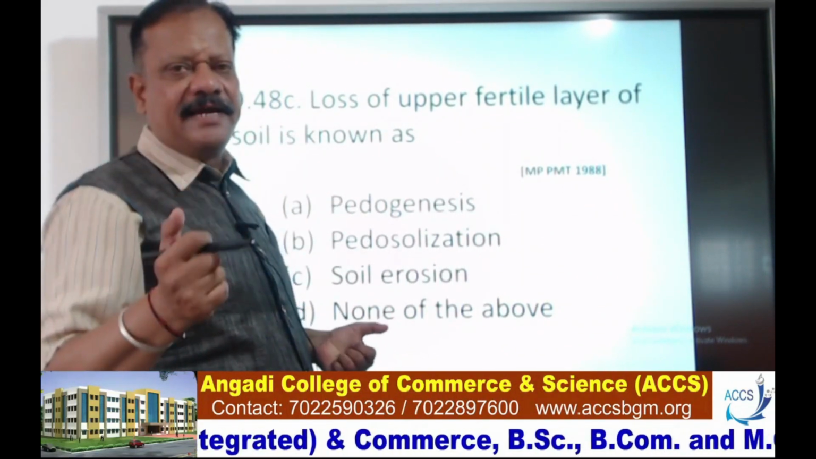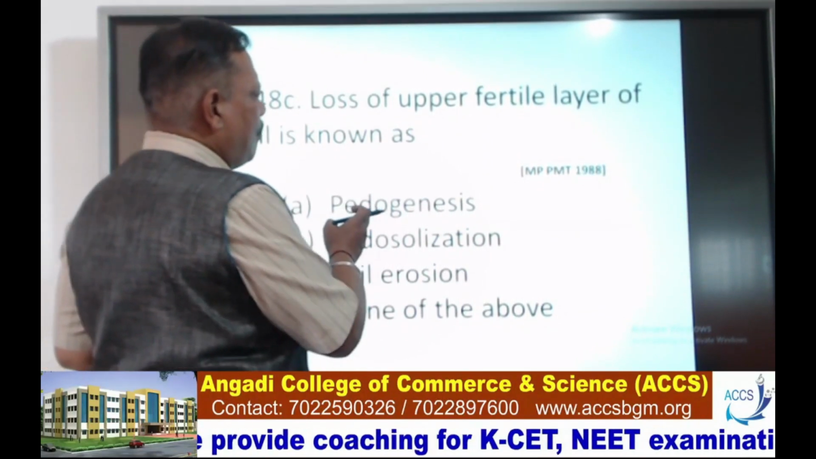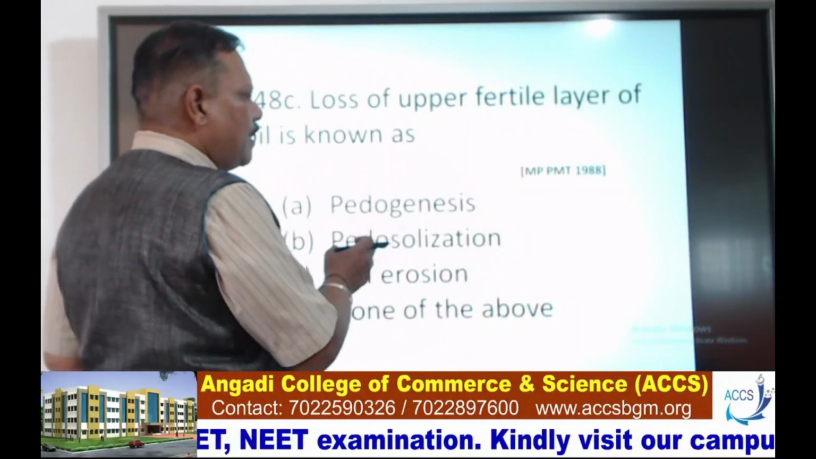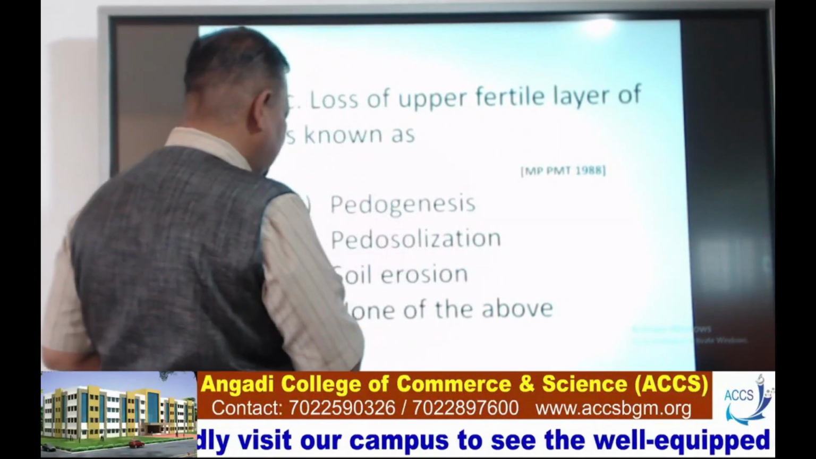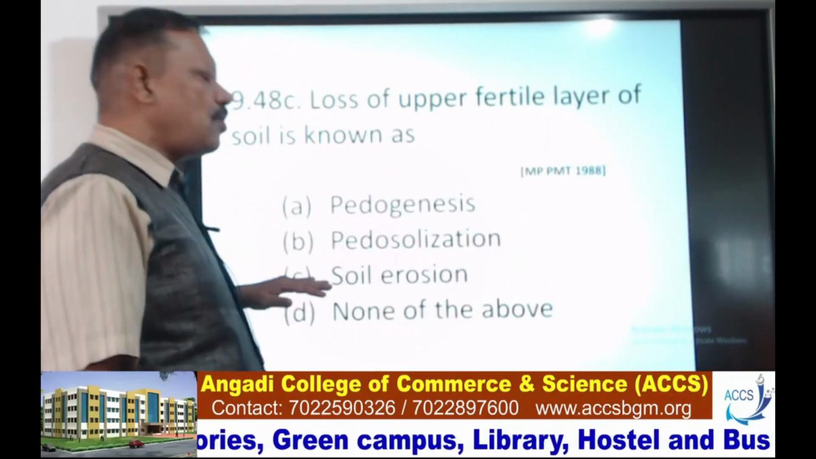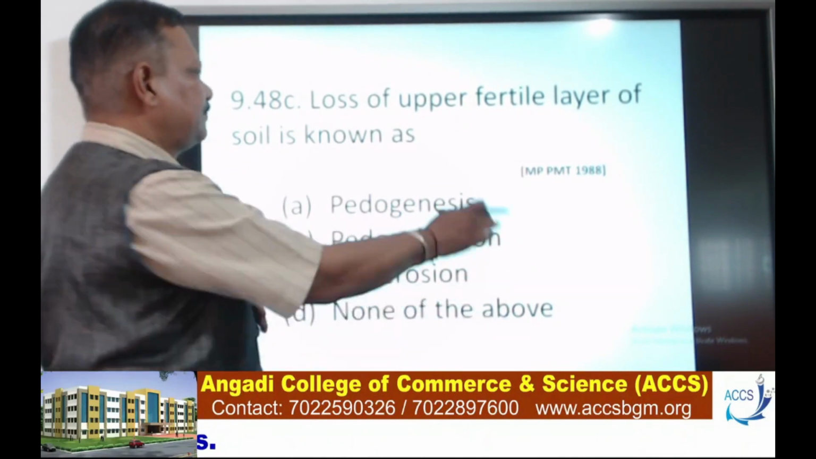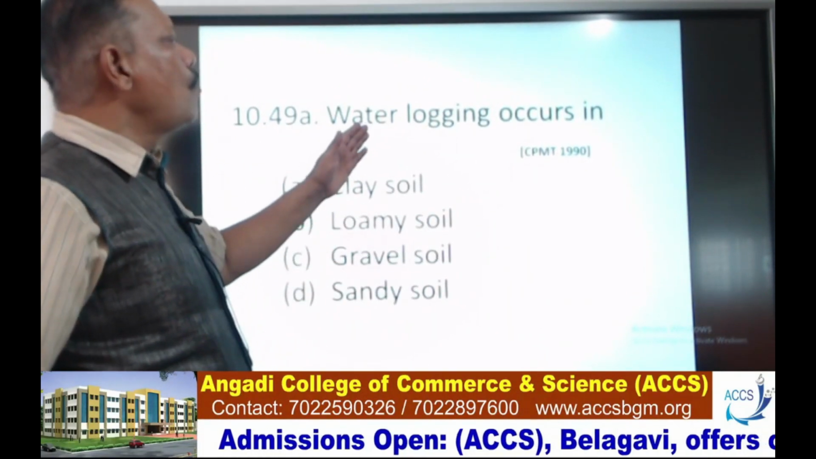Next, loss of upper fertile layer of soil is known as, loss of upper fertile layer. Just now I explained. Yes, your imagination is correct. That is A, pedogenesis, B, podzolization, C, soil erosion, D, none of the above. So it is option C, soil erosion.